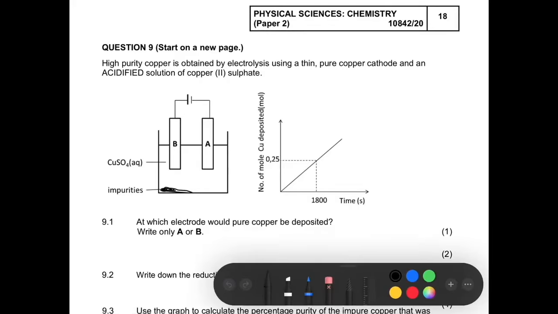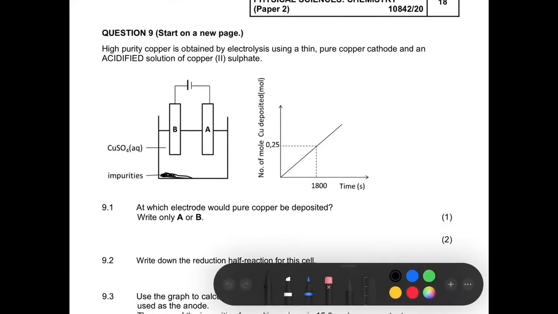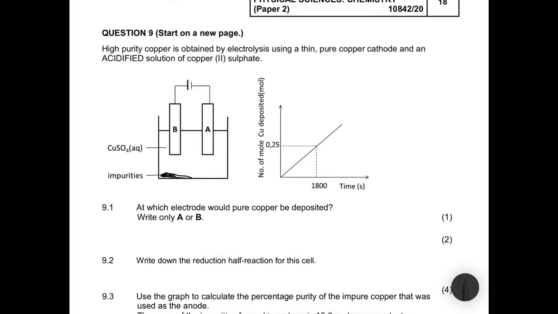In electrolysis, we have two electrodes connected to a power source, right? Clearly, this will be the positive terminal and this will be the negative terminal. Now, the question you have to ask yourself is which electrode is connected to the positive terminal and which electrode is connected to the negative terminal? In an electrolytic cell, the anode will be connected to the positive terminal. So here we know that electrode B is our anode, and then consequently electrode A is our cathode.